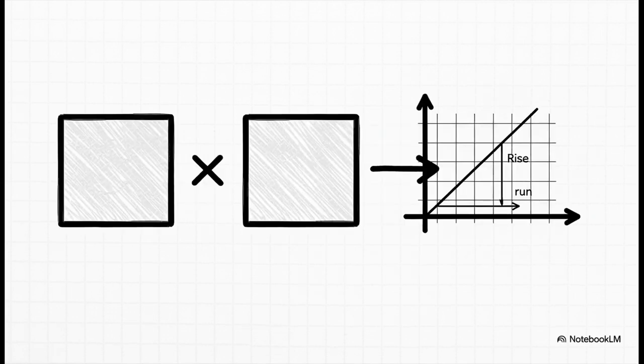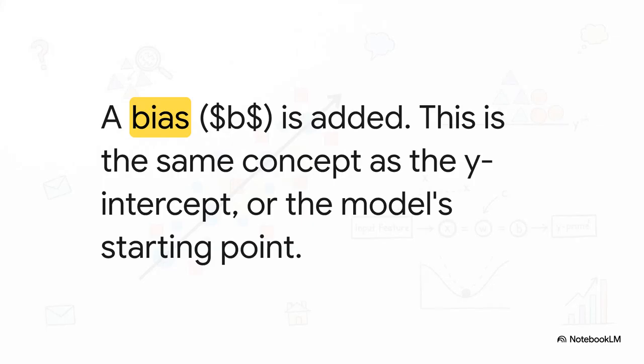Okay, next up, we have to figure out how important that feature is. That's the job of something called the weight, or W. The weight is really just the slope of our line. It tells us, for every extra hour you study, how much higher do we expect your score to go. But wait, what if you studied for 0 hours? You probably wouldn't get a 0 on the exam, right?